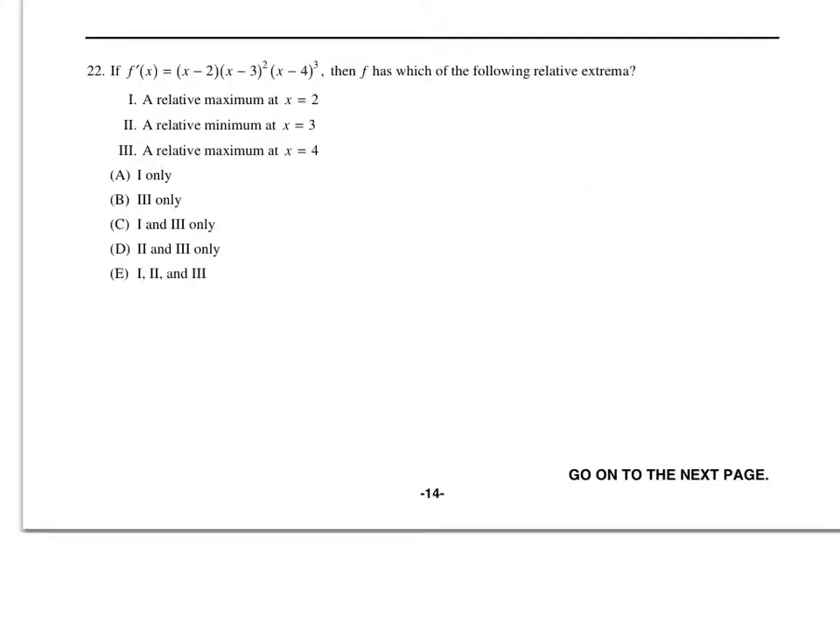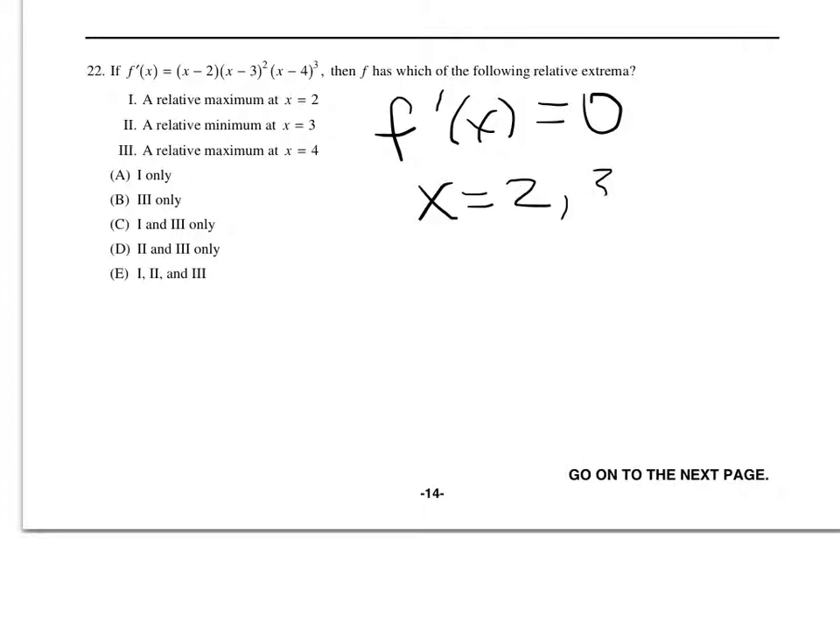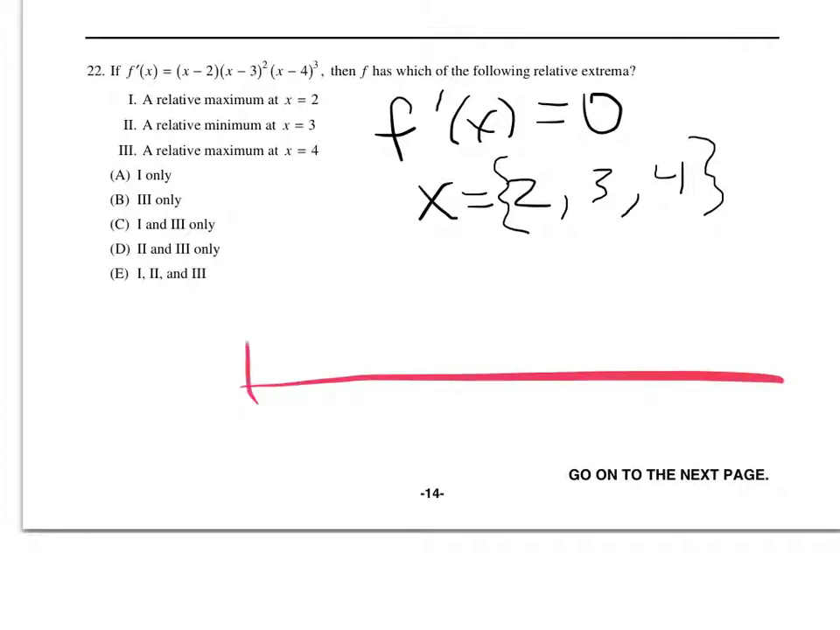Alright, on this problem they were very nice to give us the derivative already, so I don't have to take any derivatives. So at this point, just by checking where this is equal to 0, I know that it's equal to 0 when x equals 2, 3, and 4. So what I'm going to do now is make my number line. And I've got my 3 points on here, 2, 3, and 4.